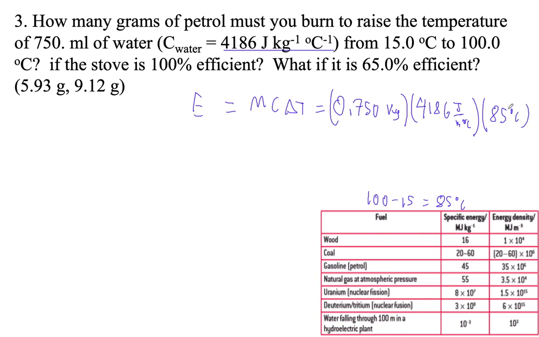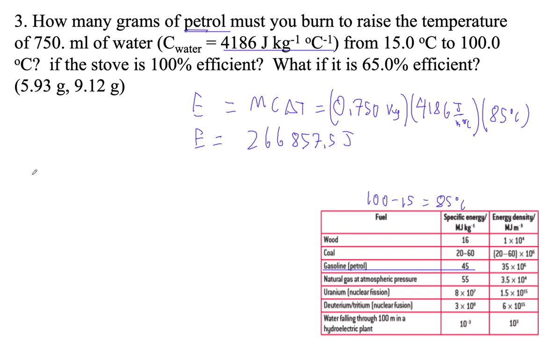So let's figure this out first. 0.75 times 4186 times 85. That is 266,857.5 joules, right? So that's the energy we want. And then we are burning petrol, right? And the energy content of petrol is 45 megajoules per kilogram. So let's figure this out.